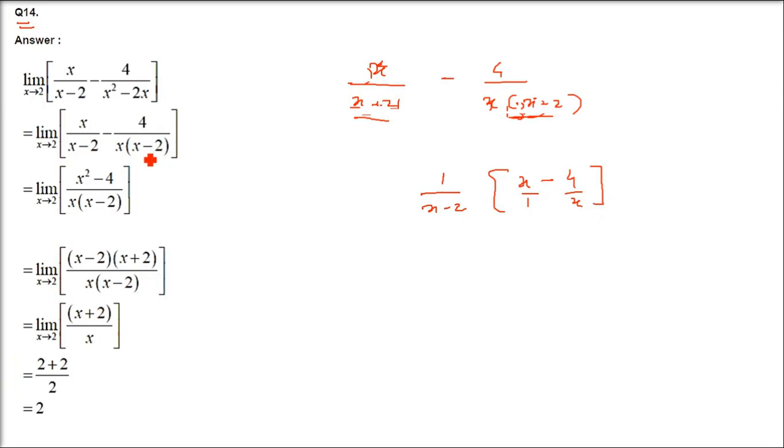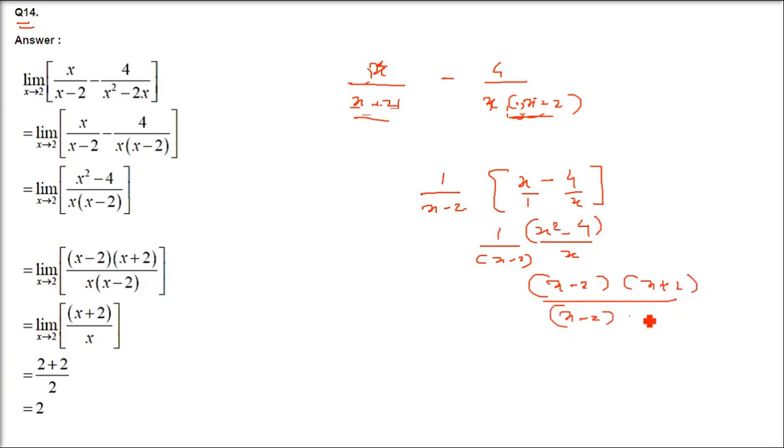See, multiplying this can also be done, but sometimes it may be difficult. Not for this one, because this is quite easy. So x square minus 4 by x, and we have x minus 2 already there. Now this x square minus 4 can always be written as x minus 2 into x plus 2. So this is x minus 2 x plus 2 divided by x minus 2 into x. So this x minus 2 gets cancelled. You have x plus 2 by x.